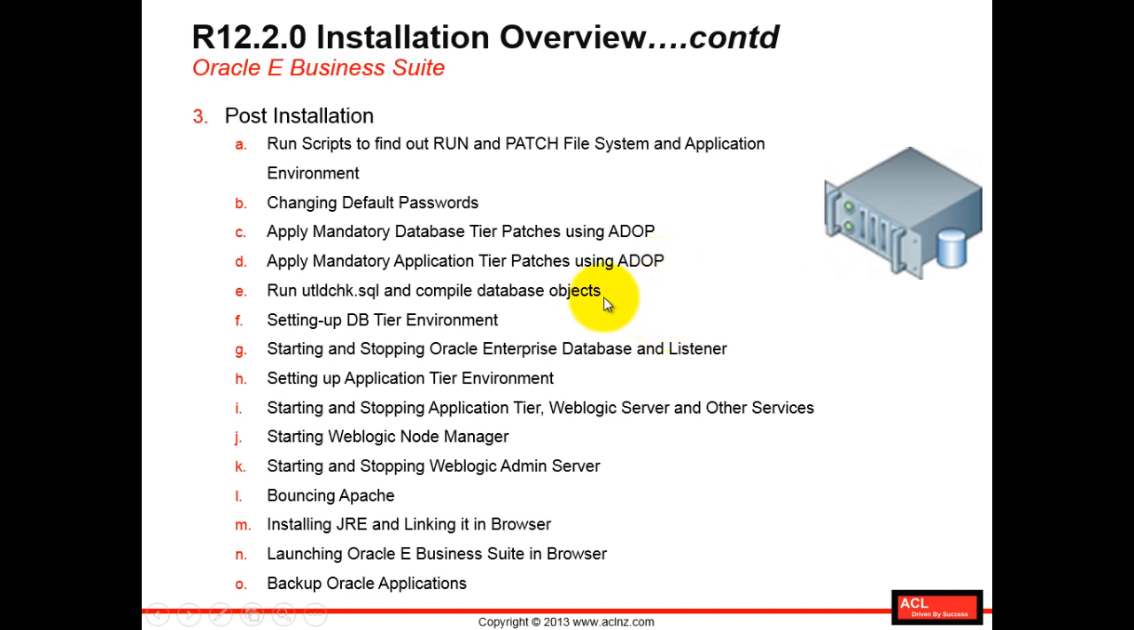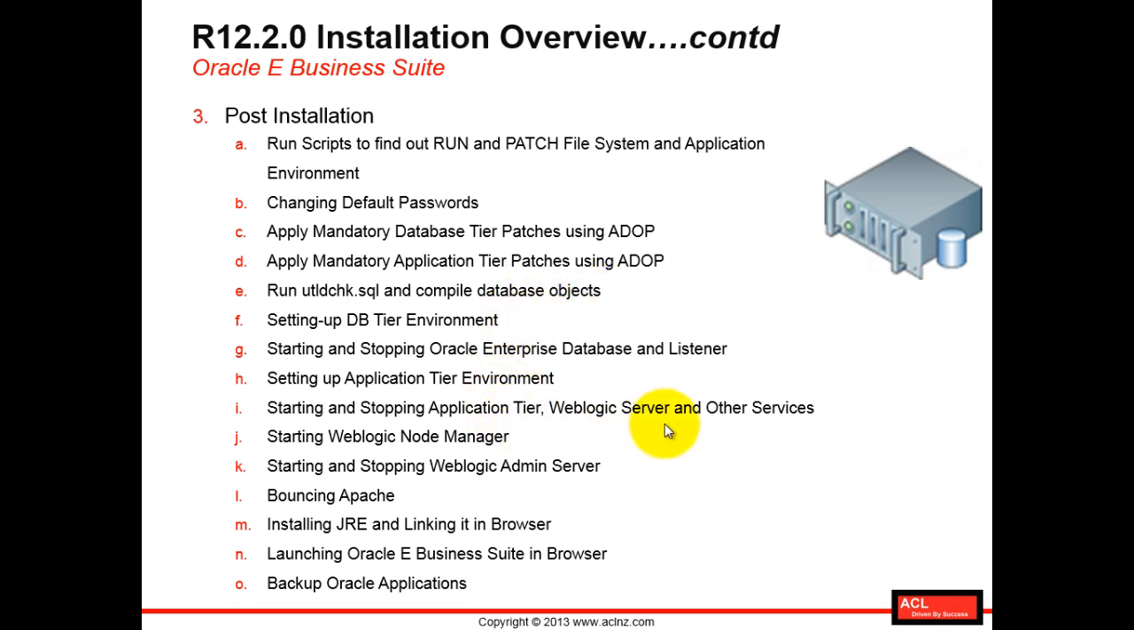Then we will move on and run the utlrp check utility to compile and check database objects. Since it compiles and checks all the database objects, be prepared for a long time. In my case, it took around 3 hours, but I had a considerably faster machine. If you have a slower machine, be prepared to wait a little longer.